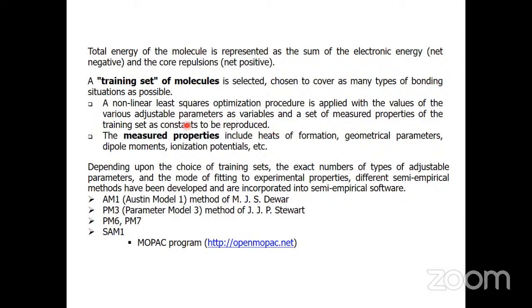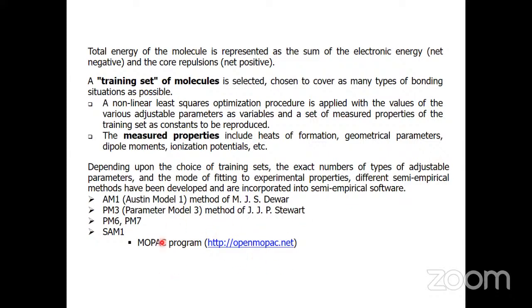So the measured properties which can be obtained from this technique are heat of formation, certain geometrical parameters, that is bond parameters, bond angle, dihedral angle, torsion angle, etc., dipole moments, and ionization potential. So depending upon the choice of training set, the exact number and types of adjustable parameters, and the mode of fitting to experimental properties, different semi-empirical methods have been developed and incorporated into some semi-empirical software.